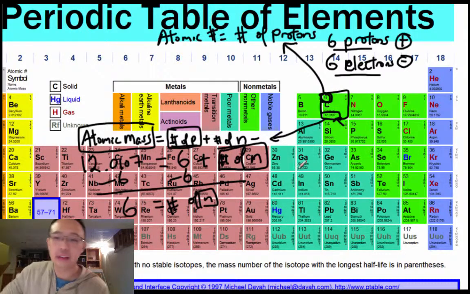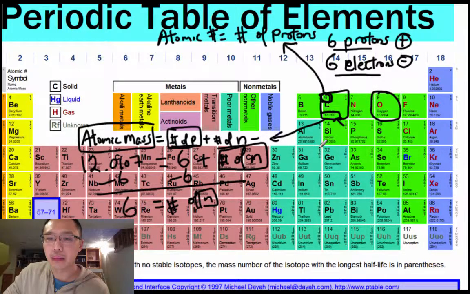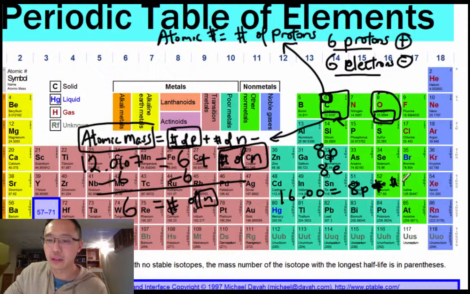That's it. So to give you another example, let's look at oxygen. We have 8 protons from the atomic number, and since it's neutral, we have 8 electrons. Let's look at the number of neutrons. Can we calculate that? Well, the atomic mass here, let's round it to 16, so atomic mass is 16.00. This is equal to your 8 protons plus the number of neutrons.